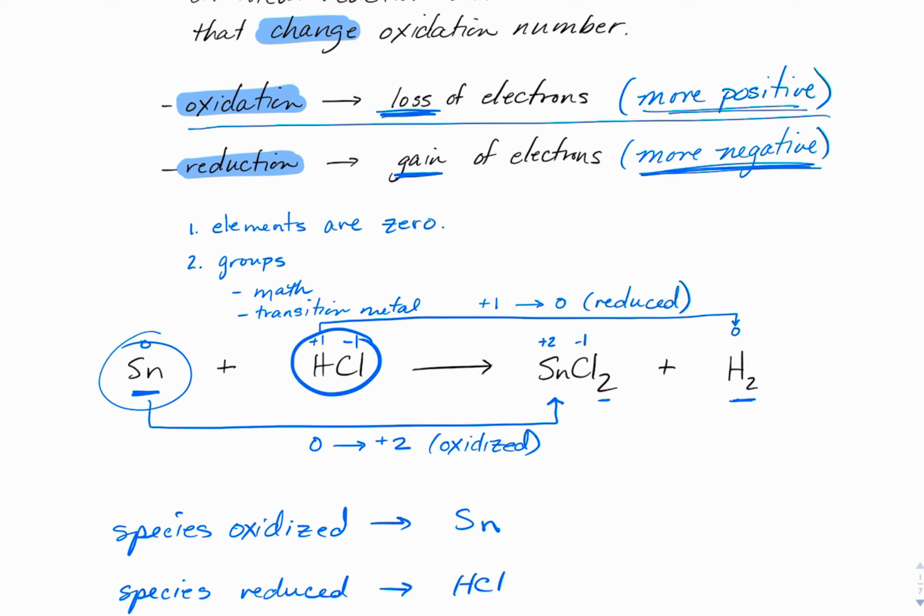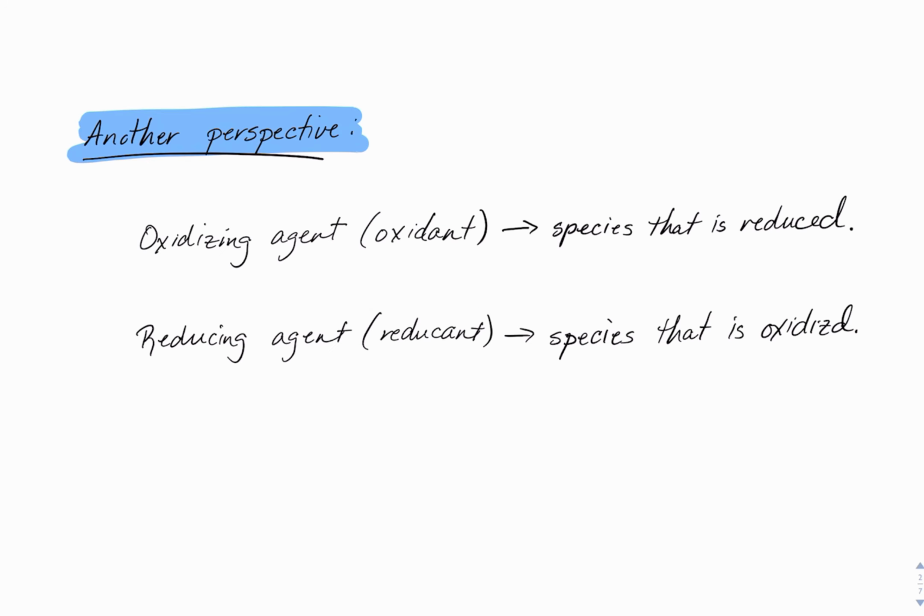Okay. So this is not the only way that you can talk about an oxidation-reduction reaction. There are some other perspectives. Instead of talking about what gets oxidized or reduced, you could talk about what particular item is causing something to be oxidized or reduced. And in that case, we call these oxidizing agents or reducing agents. There is another term that we can use for oxidizing agent, and oxidant is an example of that. And another term for reducing agent is reductant.